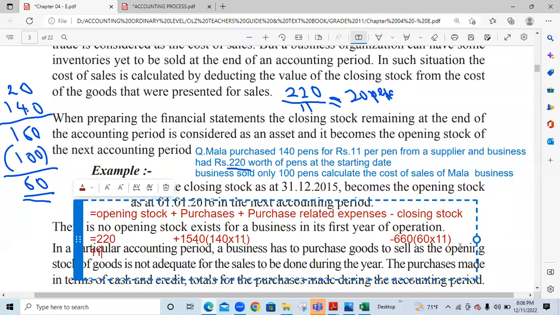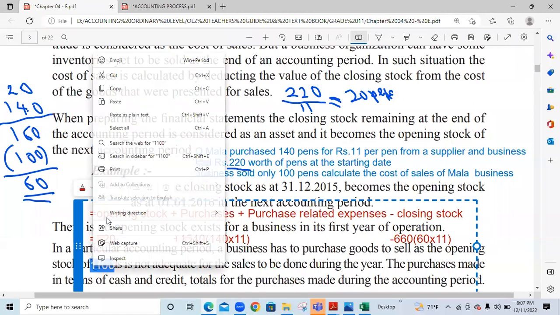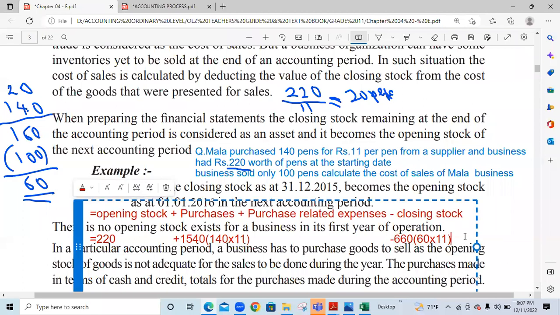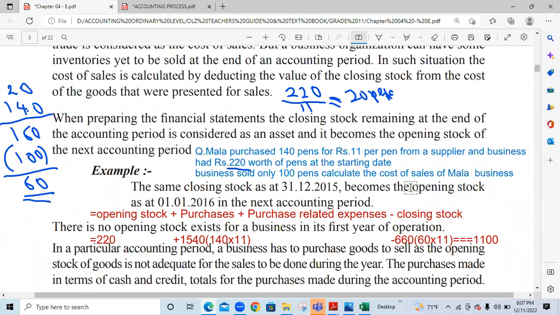There is an easy way to do it, but you will most probably not be tested with that. That's why I didn't want to explain it at first. How to do it is: how many pens did you sell? You sold 100 pens. For how much did you buy those pens? You bought them for 11 rupees. So you can easily take 100 and multiply by 11. You get the same answer, but you won't be tested on that easy method. You have sold 100 pens, each at 11 rupees, so you will still get the same answer, 1,100.